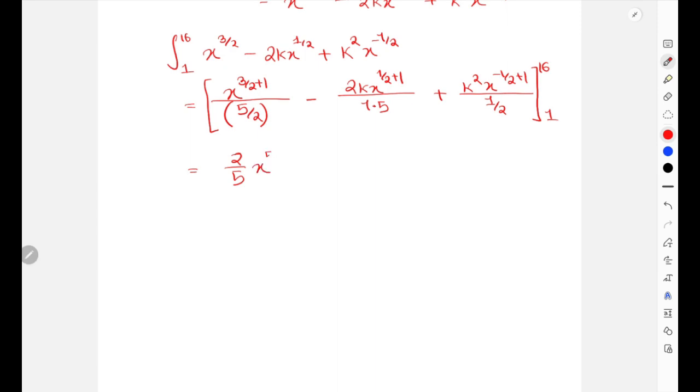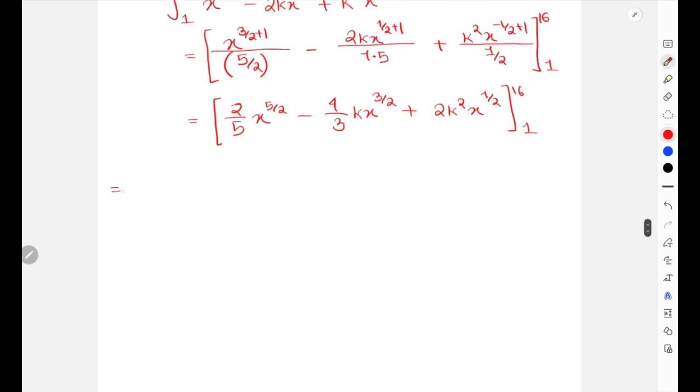So this is going to be 5 over 2. Then again, 2 over 3 by 2 turns out to be 4 by 3, k x to the power of 3 by 2. And then again for the last part, this is going to turn into 2k square k to the power of positive half this time. And obviously within the boundary of still 16 and 1. I will now input that 16 and 1 once in every portion of the equation. This is how it will look like.